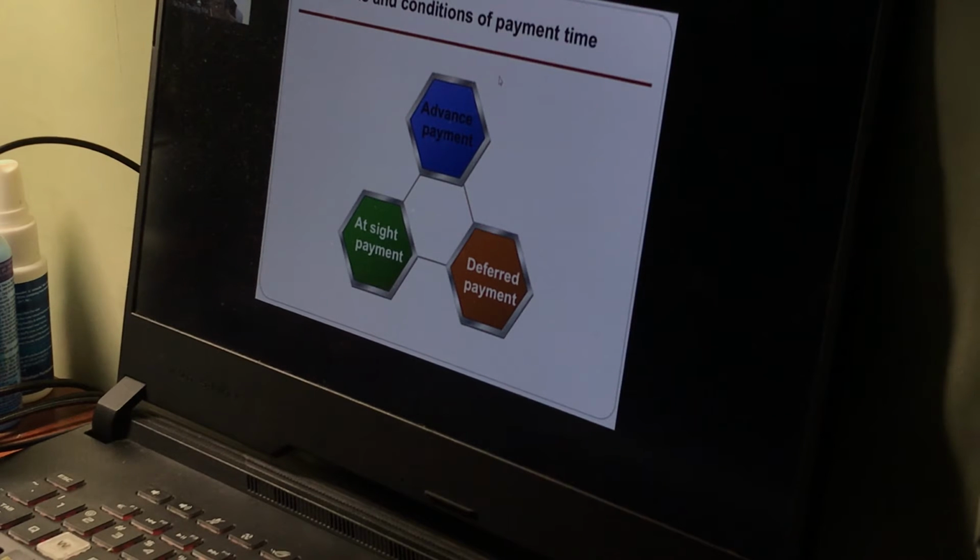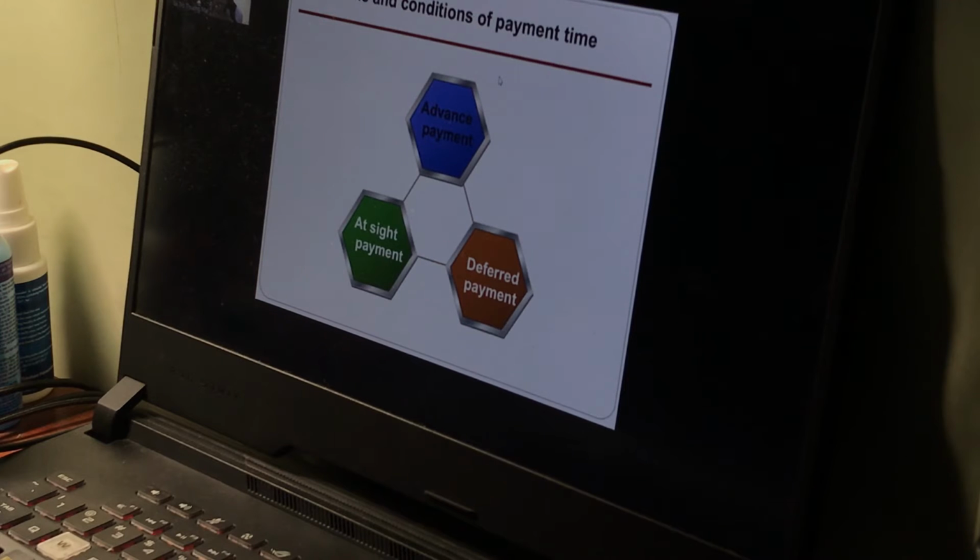It is terms and conditions of payment time. Payment time. Look at the content on the slide. We have 3 different payment times.